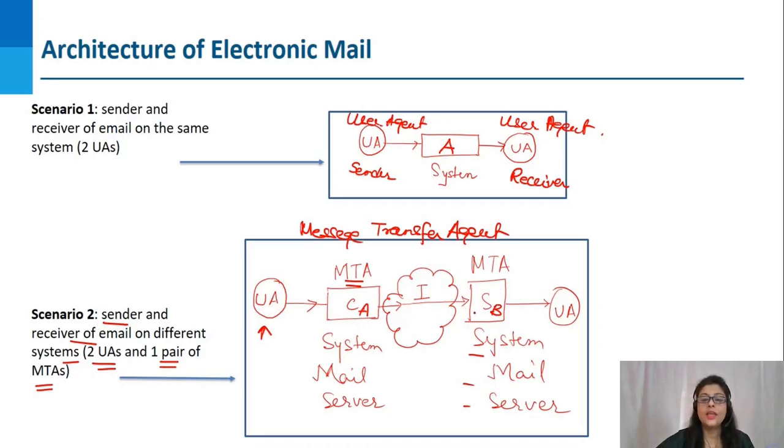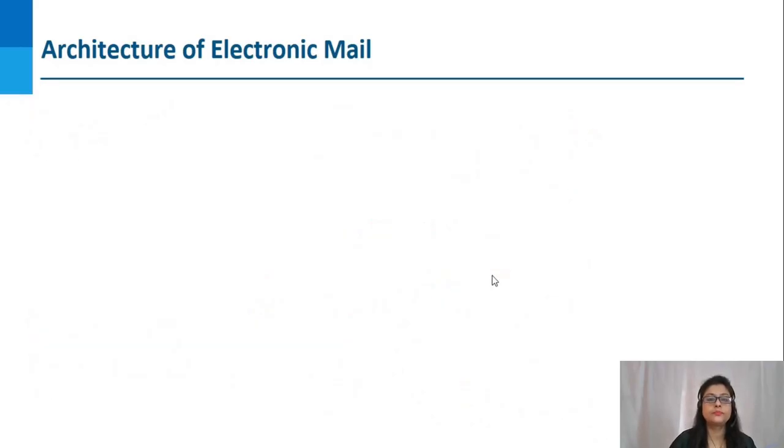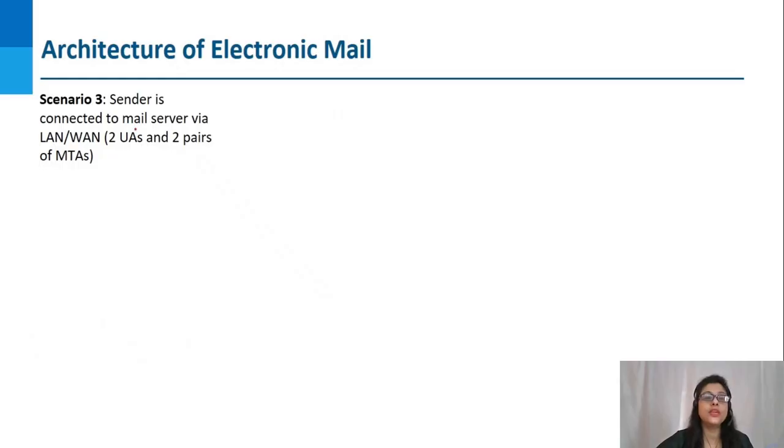The responsibility of MTA is to transfer the message that has been created by the user agent through the internet to the other side. At the receiving end, here again, the MTA will receive it and send it to the system. From there, it goes to the user agent, which can retrieve the message and read the message. So here we have a pair of UAs and 1 pair of MTAs. Next scenario is 3, where the sender is connected to the mail server via the LAN or the WAN. So here we will need 2 user agents and 2 pairs of MTAs.